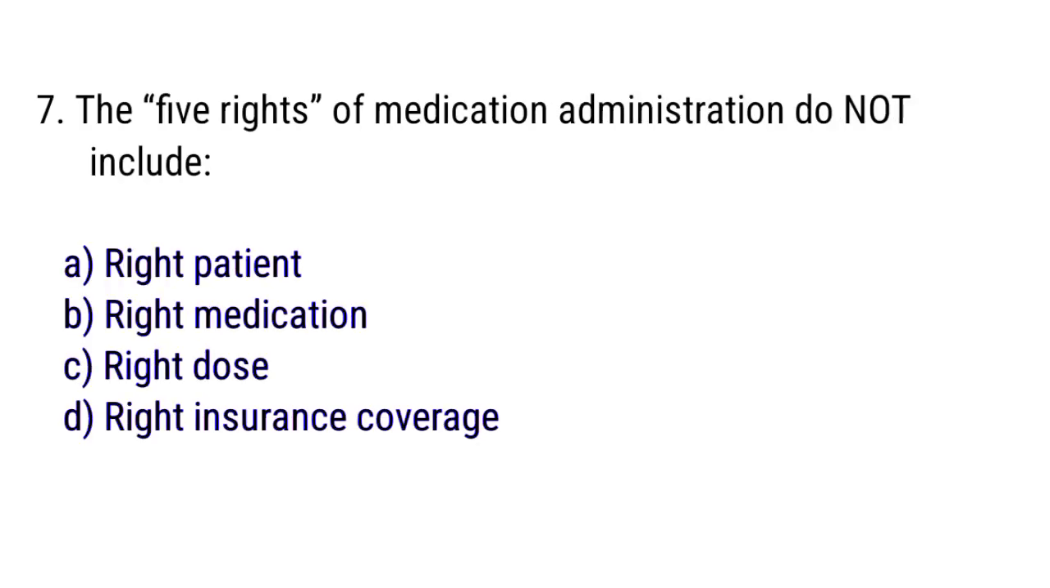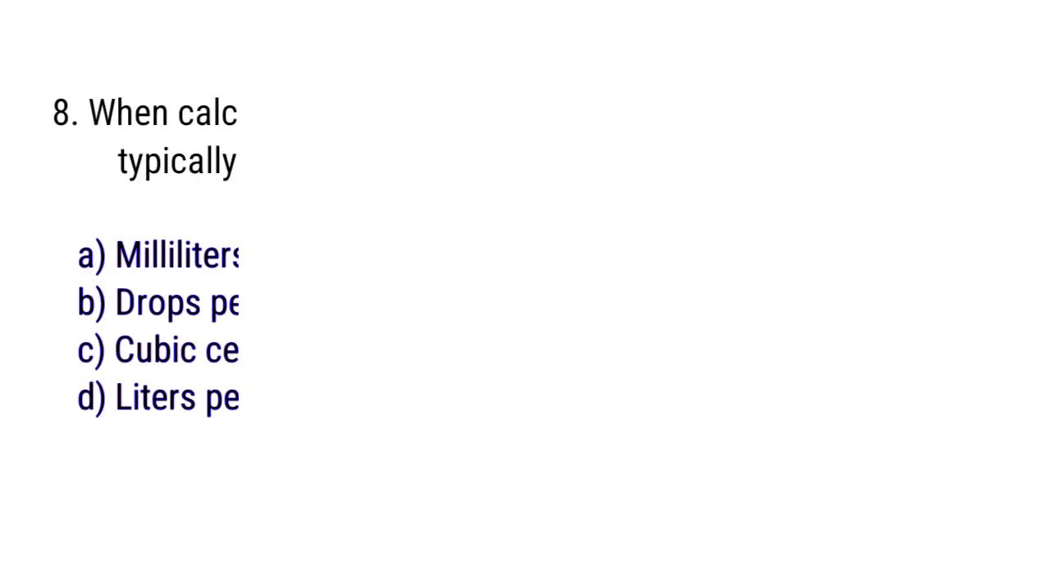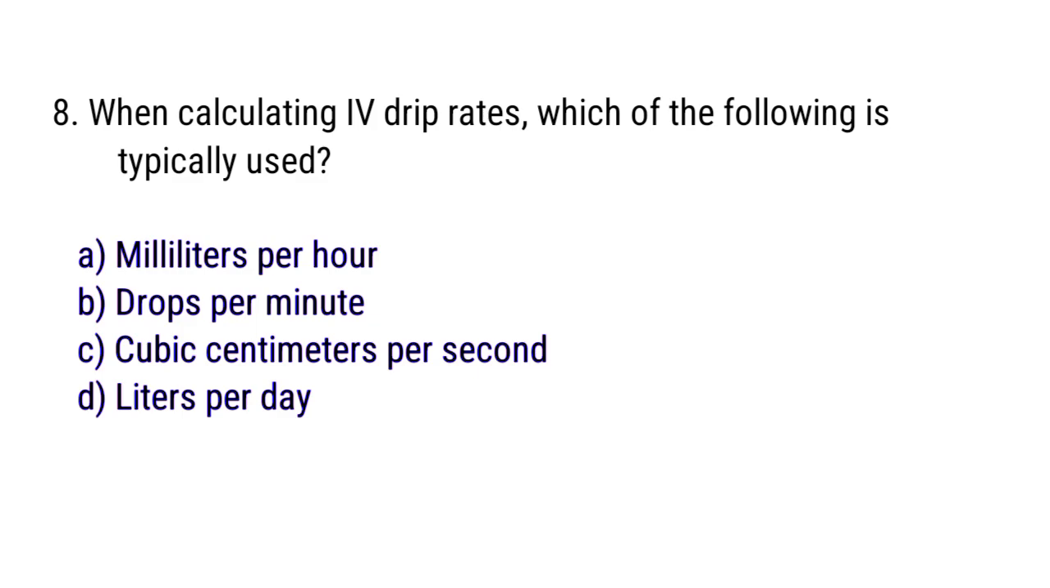Question number 7. The 5 rights of medication administration do not include. The right answer is option D, right insurance coverage. Question number 8. When calculating IV drip rates, which of the following is typically used? The right answer is option B, drops per minute.